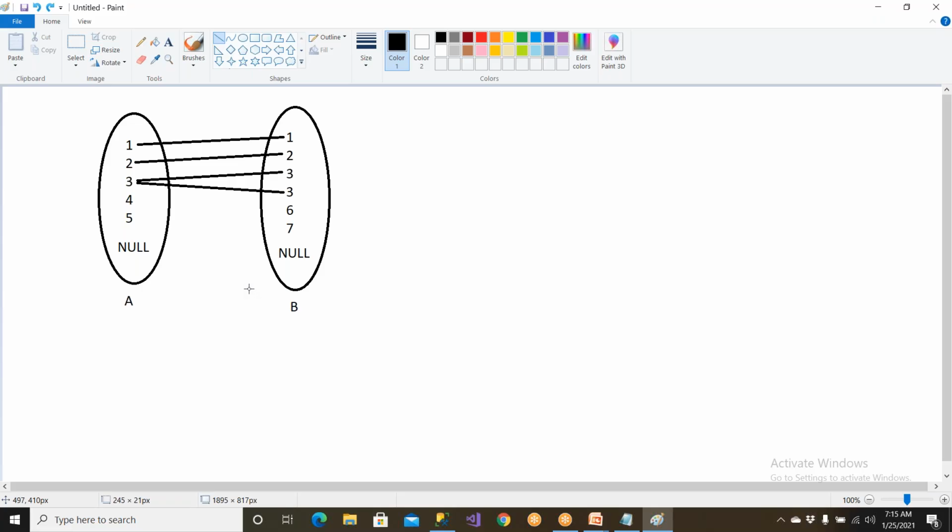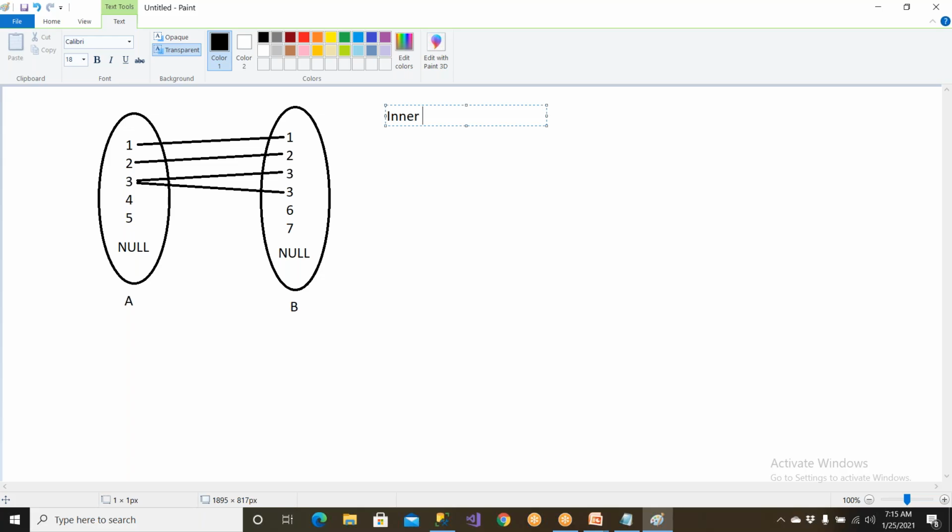Null is not a zero. If you have nulls, they should not be treated as matching data. When you say matching data, people will laugh at you. So if you have a null, null is also unmatched data. So this is matched data: 1 and 1 is matching, 2 and 2 is matching, 3 and 3 is matching, and 4, 5, null, and 6, 7, null are unmatched data. Clear? I have set A and set B. In mathematics, we'll say set A, set B, set C, and so on, right? So if you go in for inner join, how will the data come out?